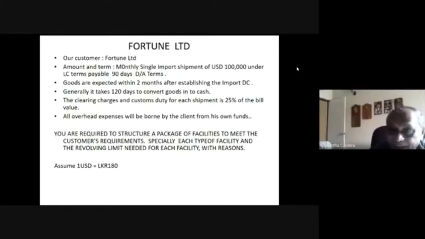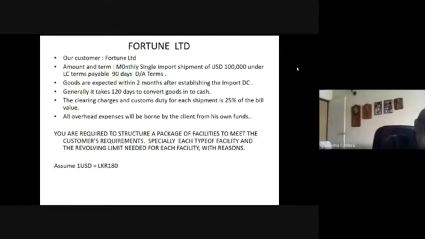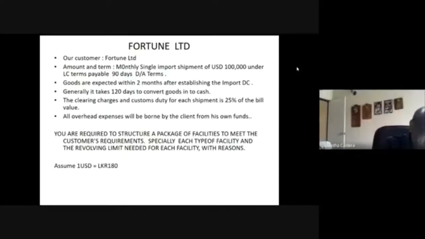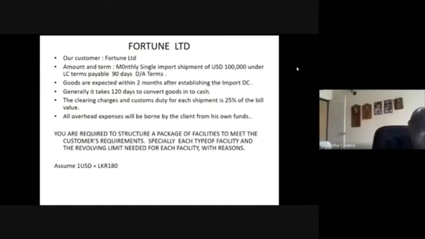මොකක්ද වෙන්න ඕනේ? Acceptance. Very good. Very good. Is that Philip? Yes, sir. Right, okay. Acceptance. Then revolving acceptance facility. Facility number 2, colon, then you have revolving acceptance facility.